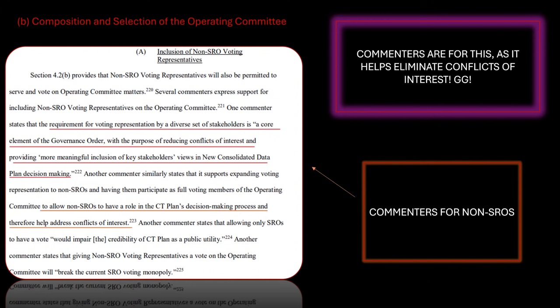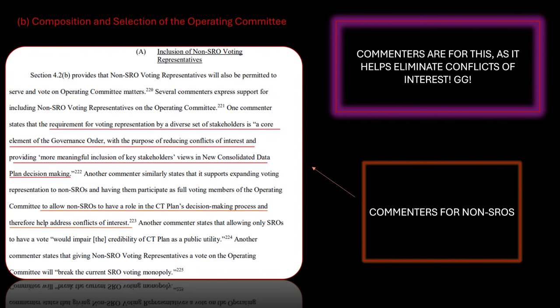Anyways, continuing. Inclusion of non-SRO voting representatives. Section 4.2b provides that non-SRO voting representatives will also be permitted to serve and vote on operating committee matters. Several commenters expressed support for including non-SRO voting representatives on the operating committee. One commenter states that the requirement for voting representation by a diverse set of stakeholders is a core element of the governance order, with the purpose of reducing conflicts of interest and providing more meaningful inclusion of key stakeholders' views in new consolidated data plan decision making.